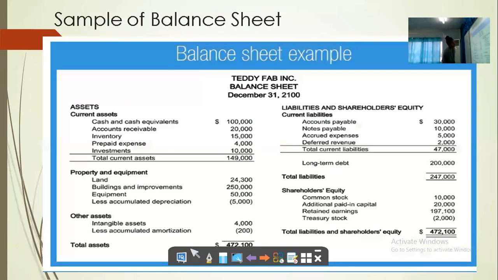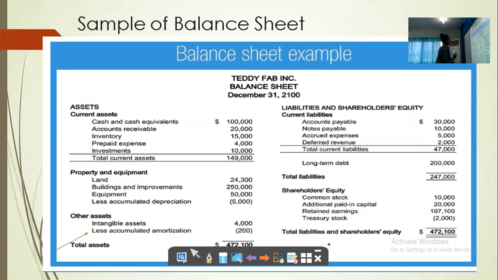So here we have an example of what a balance sheet should look like. Let's go through all its properties one by one. First and foremost, what should we have? A heading. The first part we should take note of is the heading. What is this here on the board? Company name. The name of the company.